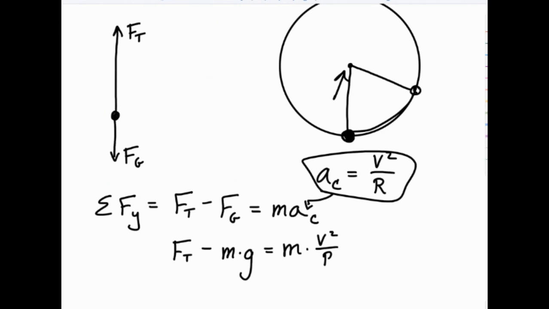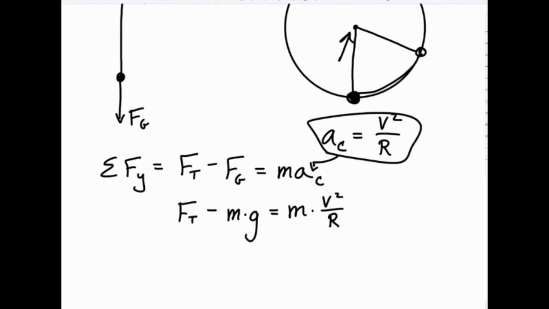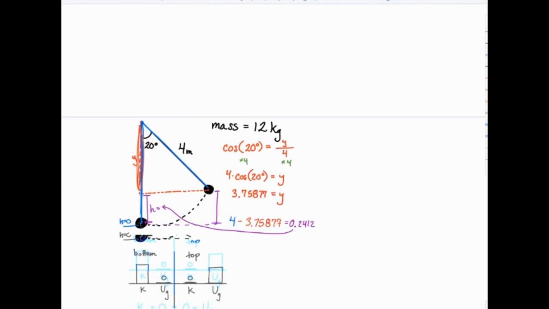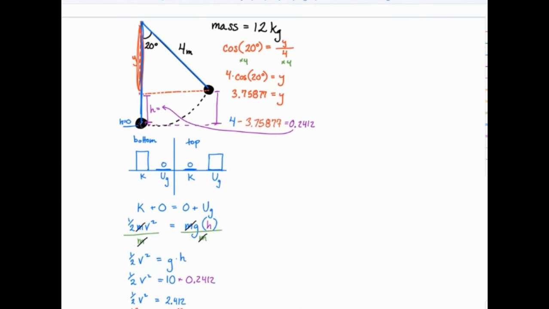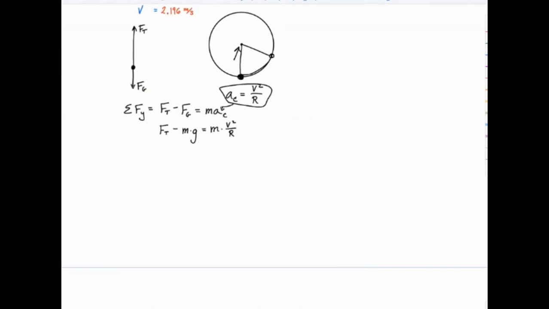So at this point, the only things that we need to do is we need to start plugging in what everything is. So let's remember our mass was 12 kilograms. So I can put in 12 kilograms for my mass. G is just 10.